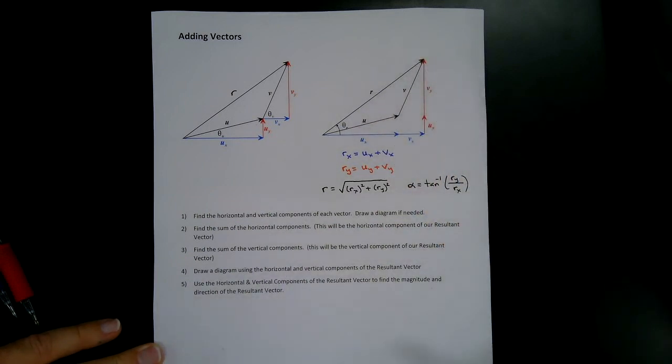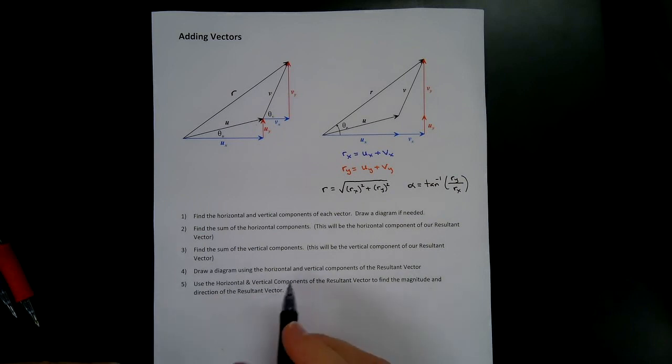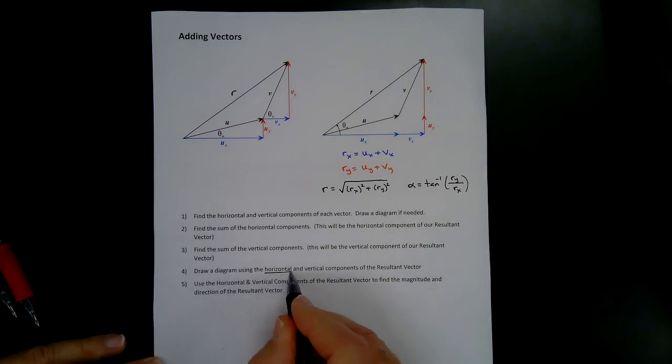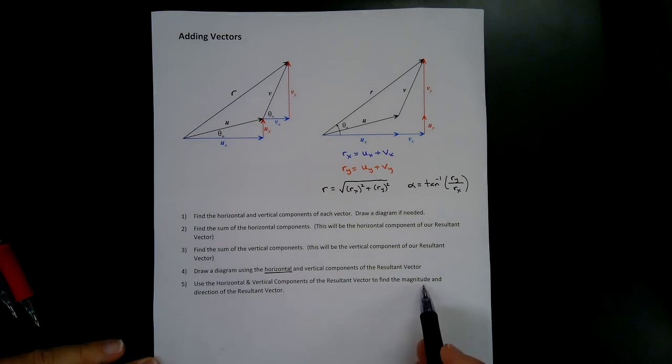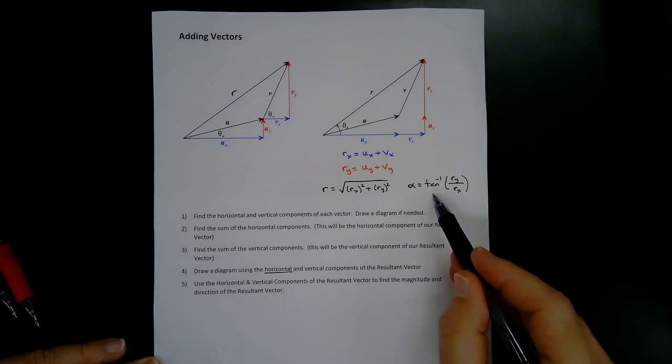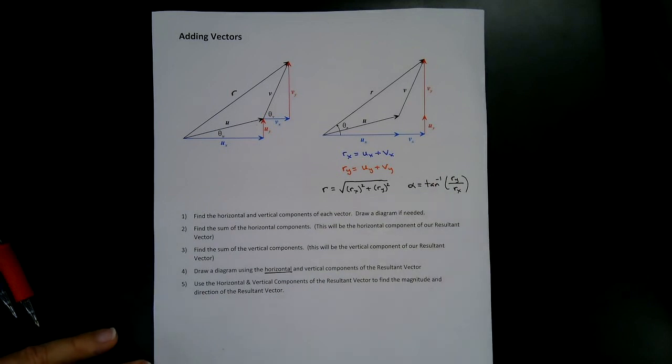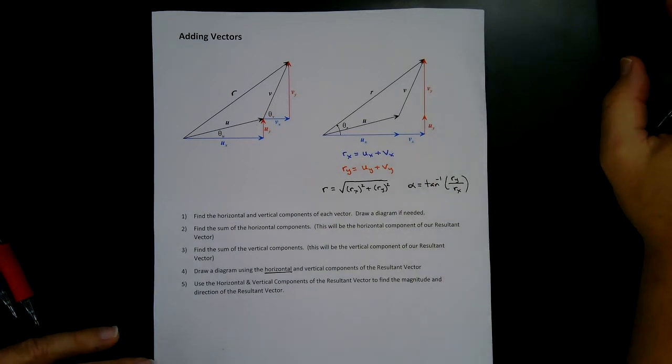All right. And then we're going to draw a diagram using the horizontal and vertical components of the resultant vector. Okay. And so that will place us in the right quadrant. And again, we'll draw the horizontal one first. All right. And then use the horizontal and vertical components of the resultant vector to find the magnitude. And that's what we're going to do right here. And then the direction of the resultant vector. And this would start to give us the direction angle right here. Okay. All right. So let's go do some problems.